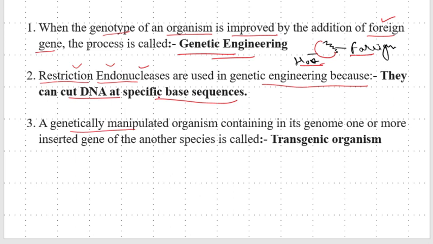A genetically manipulated organism means it contains recombinant DNA, or contains in its genome one or more inserted genes of another species. Means an animal or organism that we have made by genetic manipulation, what do we call it? That is known as a transgenic organism, whether it has one or more than one foreign gene. So those animals are known as transgenic animals.